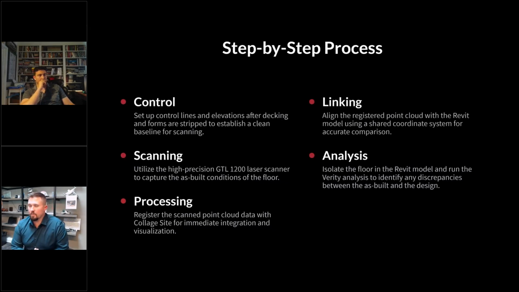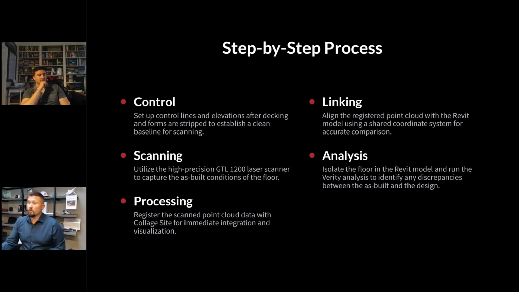This is a quick step-by-step process of how we get this information from the field back to the office, and then right back out to the field again. Like I've said before, we bought all into the Clear Edge workflow. When we get a floor to scan, usually after everything's been stripped and cleaned, we're ready to set control. Using the GTL 1200, we go up to the floor and set all of our controls and elevations that we need to scan the project.